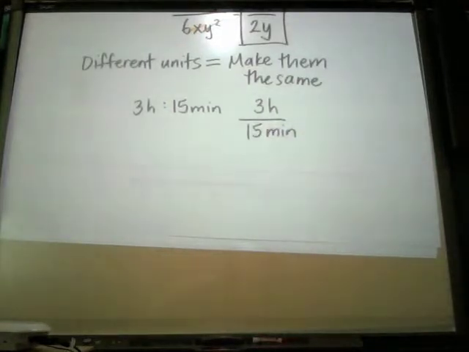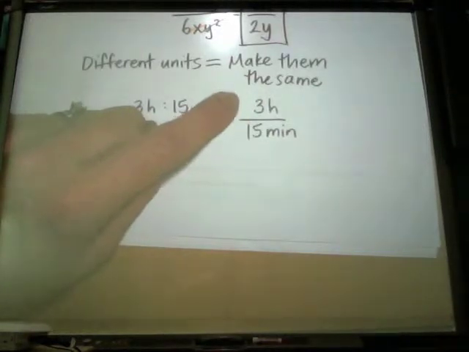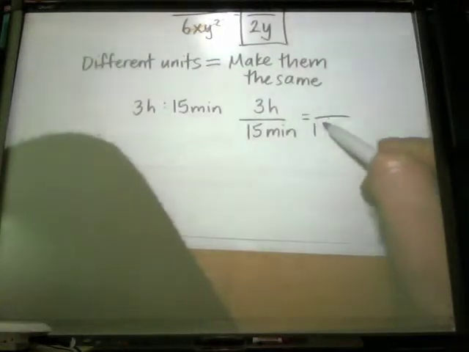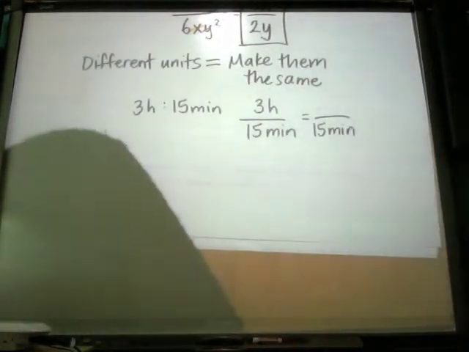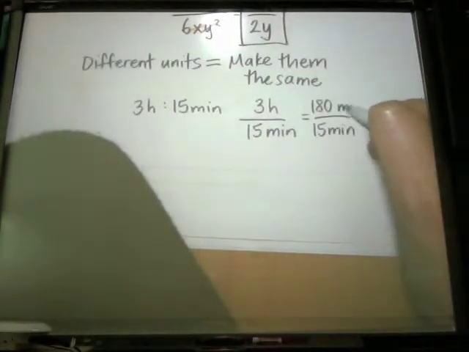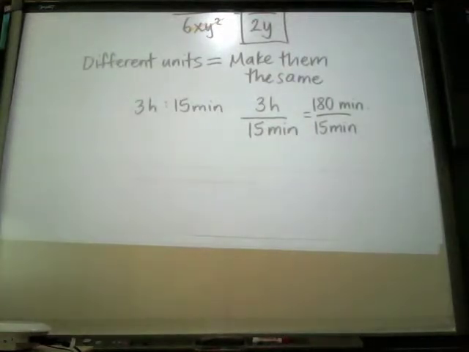So here's what I'm going to suggest. Take the bigger unit. Hours are bigger or more than minutes. And we're going to take this hours and turn it into minutes. How many minutes in 3 hours? If there's 60 minutes in 1 hour, Carissa? 180 minutes. Now, once they're the same, you don't actually need to write the units anymore on the problem. You can if you want to show that you have minutes. Again, take the bigger unit and turn it into the smaller.